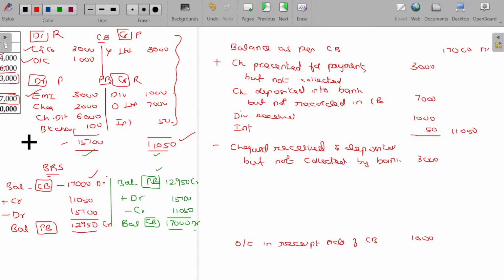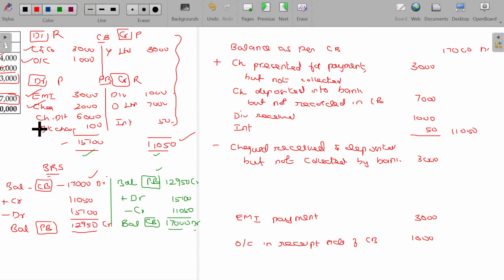As per my standing instruction, the bank made the payment, but I totally forgot and did not post it in my books. So EMI payment. Clear? Standing instruction. So 3,000 rupees posted only in the passbook without my knowledge.